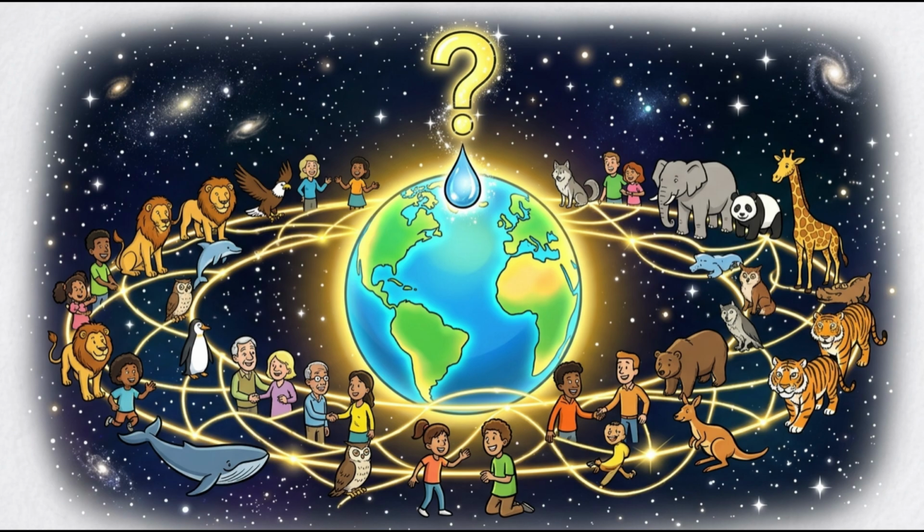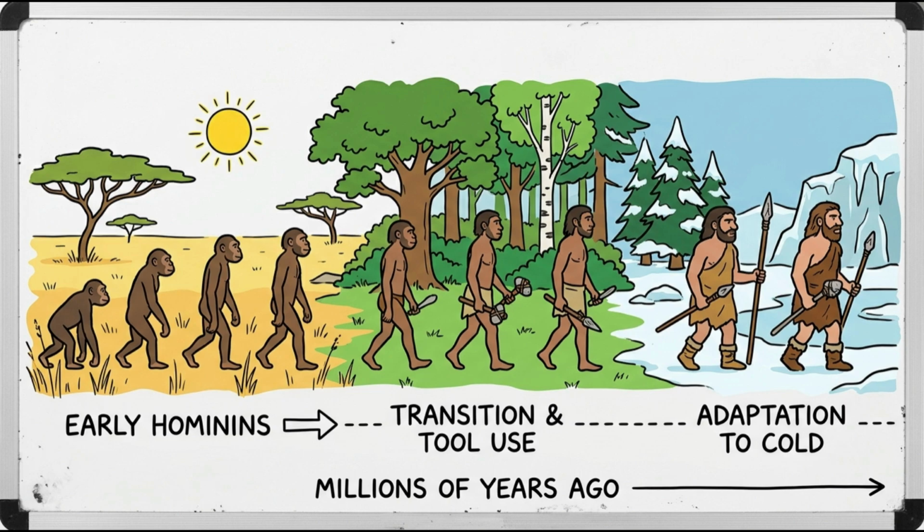End this chapter with the central mystery. If so many animals experience emotion, why did emotional tears become a uniquely human expression? Introduce humanity's long evolutionary journey and how survival required constant adaptation.